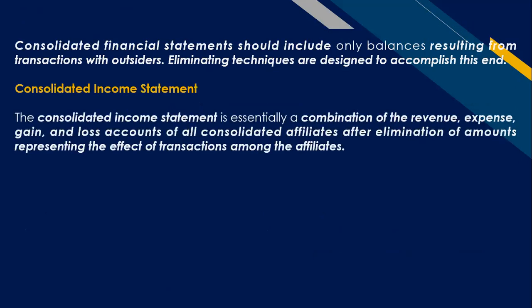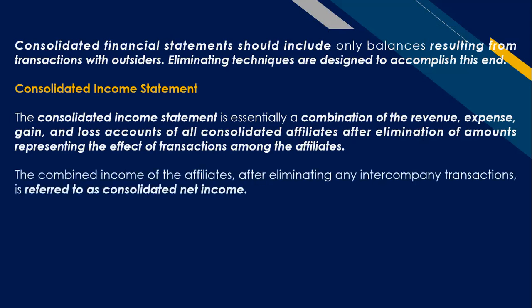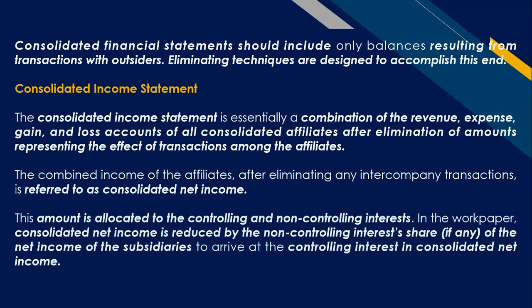The consolidated income statement is essentially a combination of the revenue, expense, gain, and loss accounts of all consolidated affiliates after elimination of amounts representing the effect of transactions among the affiliates. The combined income of the affiliates after eliminating any intercompany transactions is referred to as consolidated net income. This amount is allocated to the controlling and non-controlling interest. In the work paper, consolidated net income is reduced by the non-controlling interest share, if any, of the net income of the subsidiaries to arrive at the controlling interest in consolidated net income.